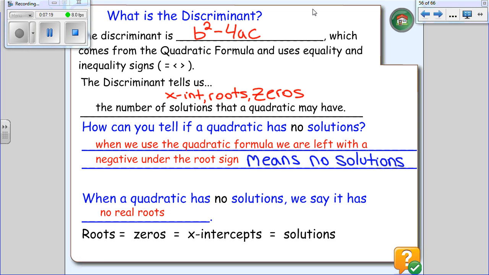It even says it at the bottom. Isn't that nice? Roots and zeros and x-intercepts and solutions, they're all the same. So if there's no real x-intercepts, is that the same? Yeah, that'd be the same thing.